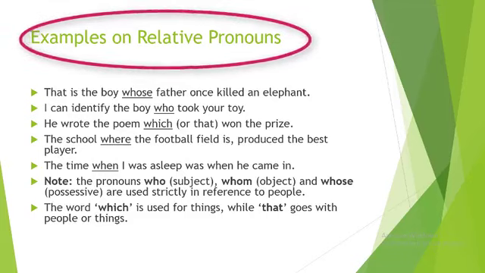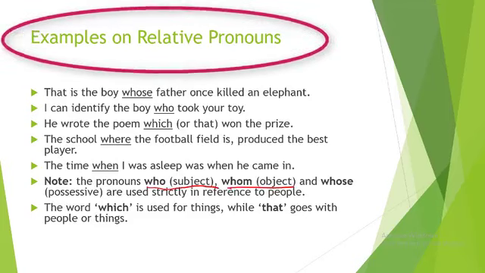Now, there is always a disparity. Where do I use who and whom? When it has to do with the position of the subject, you use who. When it has to do with the position of an object, you use whom. Then you use which for things, and that for people or things. Which is strictly used for things. That is used for people or things.